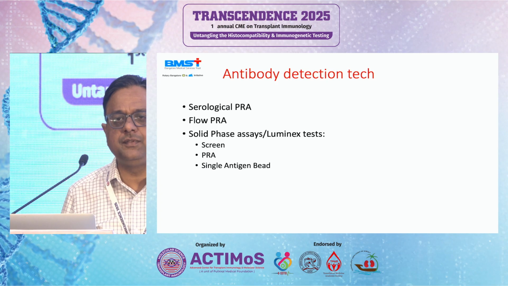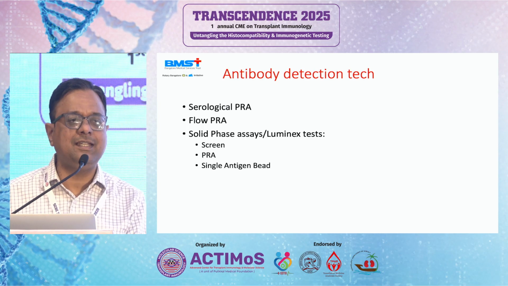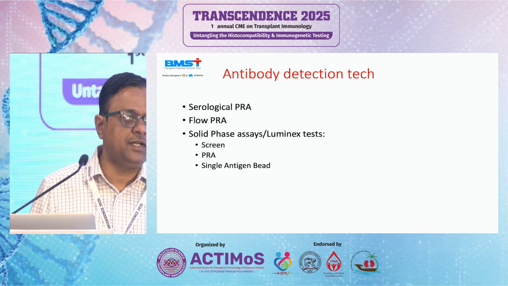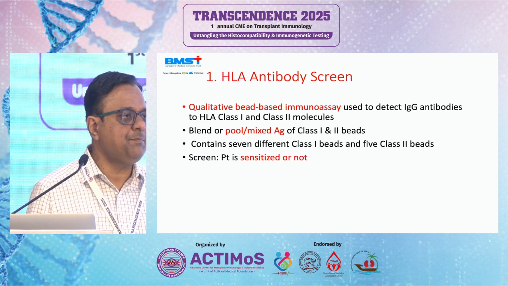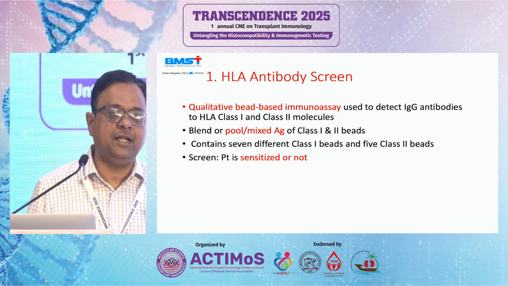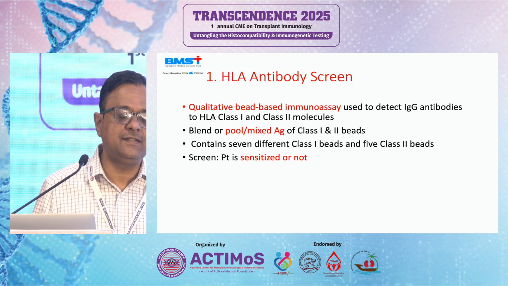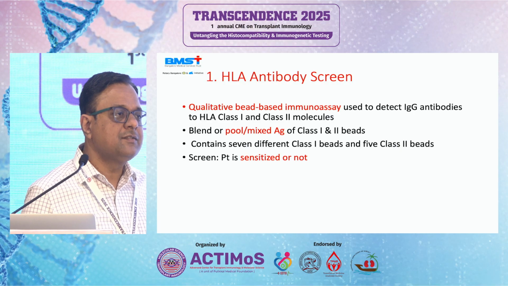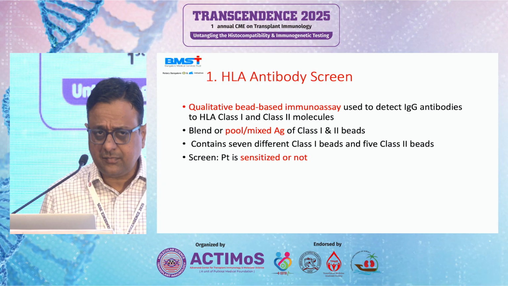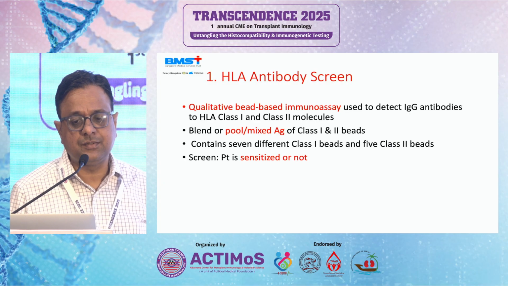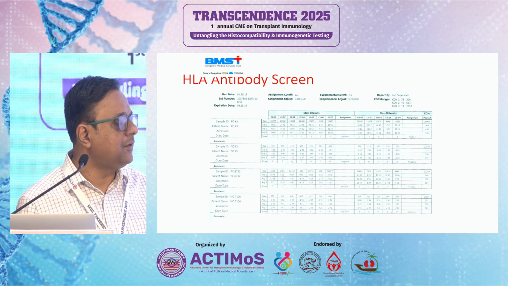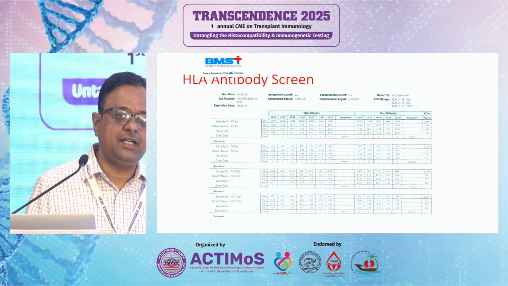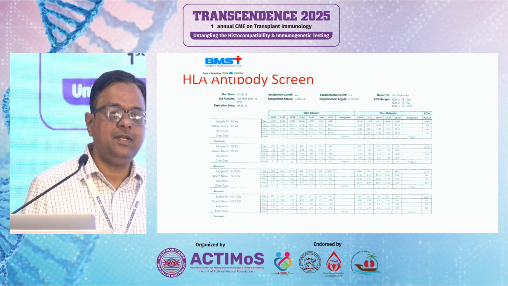Coming to the next set of tests, which are only antibody tests. In antibody tests, we have 3 commonly used tests. One is called screen. A screen is a very simple test where you have a patient sample and find out with the help of commercial beads whether the patient has any HLA antibody present or not. These beads are a mix of many HLA alleles. With this test, we will come to know whether the patient has any HLA antibody in class 1 and in class 2.